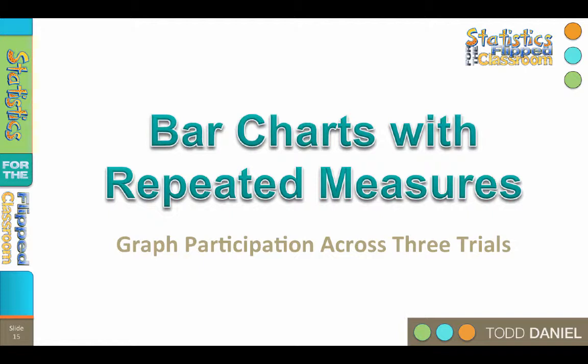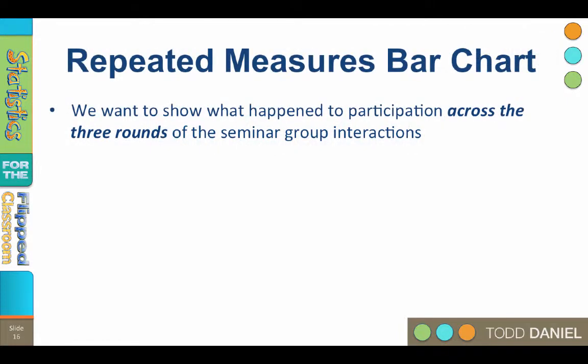Another good way to use bar charts is with repeated measures. In this example, we're going to graph the level of participation across 3 trials using the clickers.sav dataset. We want to know what happened to level of participation across 3 rounds of group interactions. Did the level of participation increase over time? Did it decrease over time? Did it stay the same? Did it start low and then get high at the end? We can tell with a bar chart.